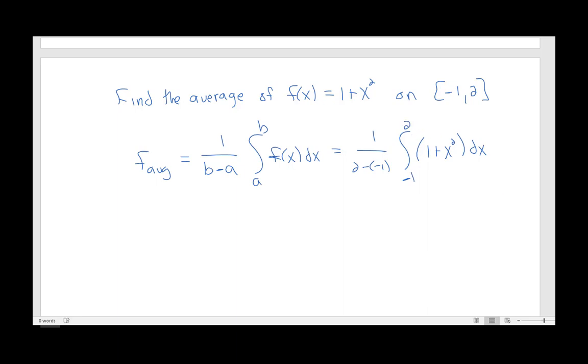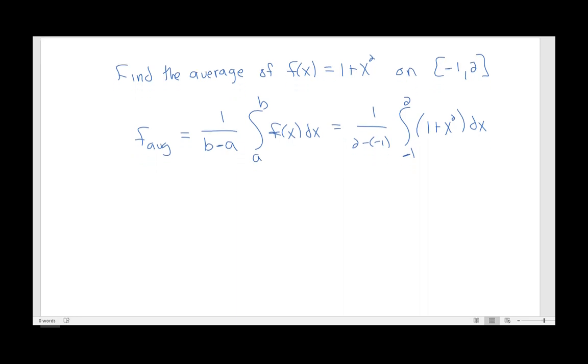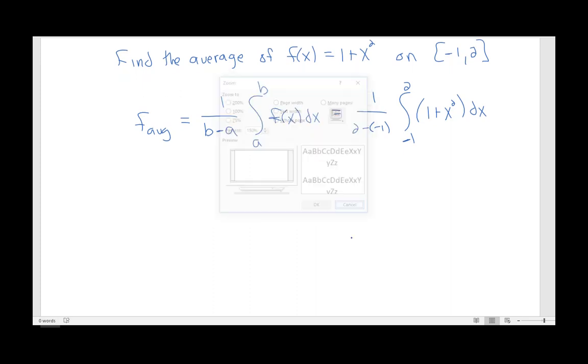So I'm going to crunch this integral. It's going to give me the average value. And then what I want to do is stop and discuss a couple conceptual ideas here. All right.